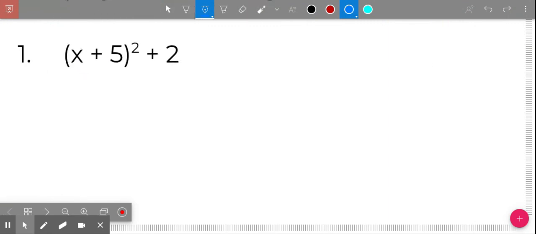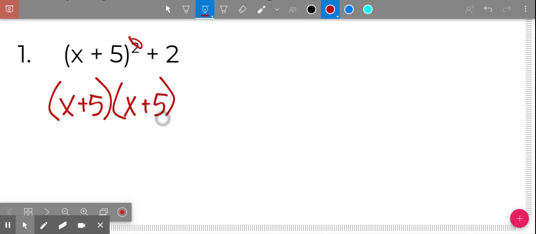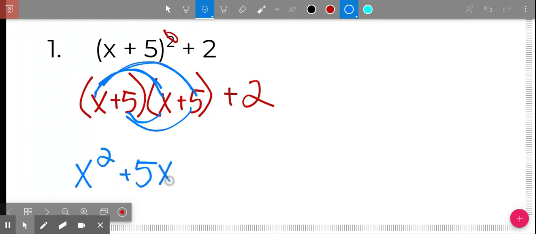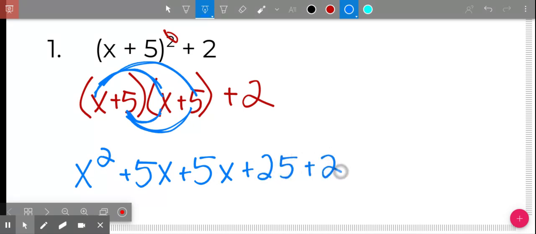If I look at this first one, we have x plus 5 squared plus 2. We still have to deal with the exponent first. So we're going to have x plus 5, x plus 5. Then we just bring down the plus 2. Now from here, we're just going to distribute everything together. We're going to distribute the x's and the 5's. So x times x gives me x squared, and x times 5 gives me plus 5x. 5 times x gives me plus 5x, and 5 times 5 gives me plus 25. And then we bring down the plus 2.